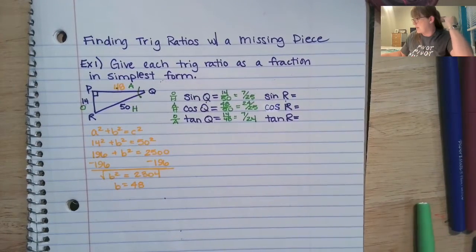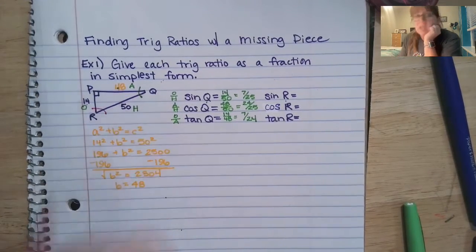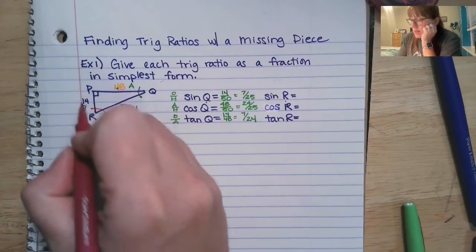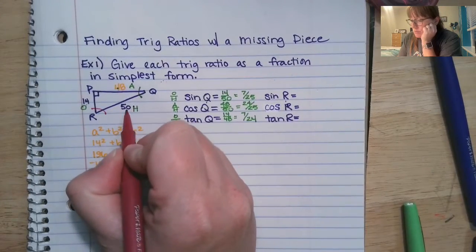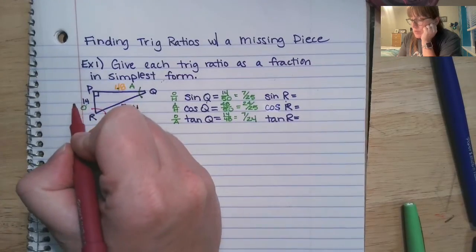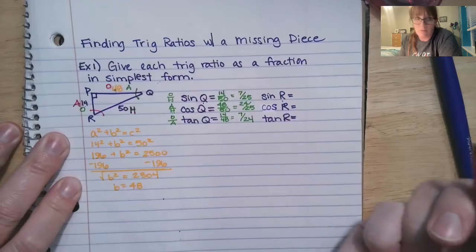Now let's go ahead and do R. So our A, H, and O values are going to change because we're looking at a different angle. So instead, H is going to be the same. H is H. We can't change that. This guy is going to be A. This guy is going to be O.